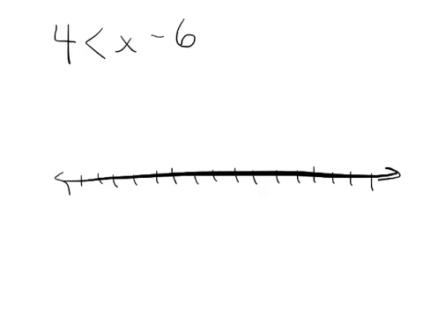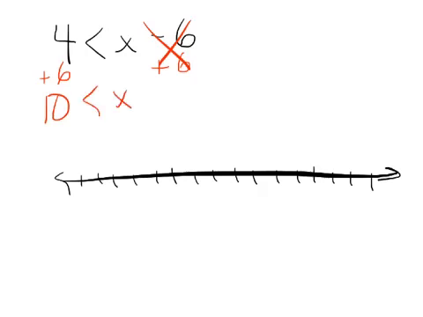As we look at this inequality, 4 is less than x minus 6. The simple solution is the same steps that we took to solve one-step equations. If this were an equation instead of an inequality, we would isolate that variable by adding 6 to both sides, always looking to cancel something out. So we have 4 plus 6, 10, which is less than x.